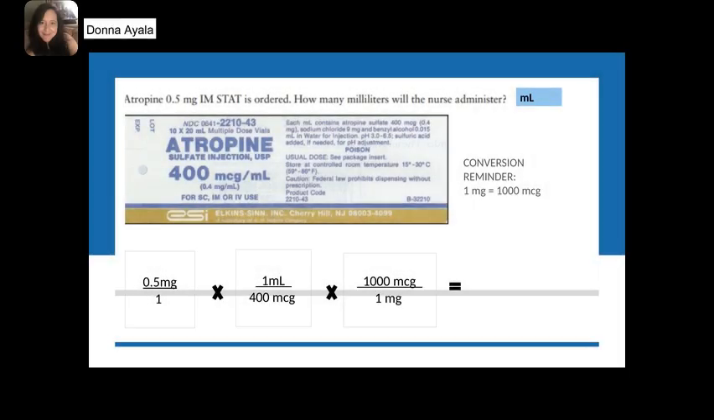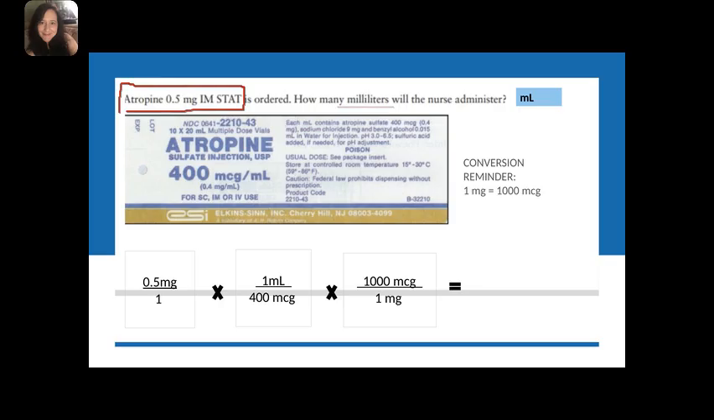Now let's practice some more typical problems that you may see on a Nursing 201 exam or perhaps in your nursing practice in MedSurg. We always begin with the prescription, and let's read what we need. We have a prescription here for atropine 0.5 milligrams IM stat. So the question is, how many milliliters will the nurse administer? When I get something like 0.5 milligrams IM stat, we don't know we need milliliters, right? What we have to do is see what's on hand.